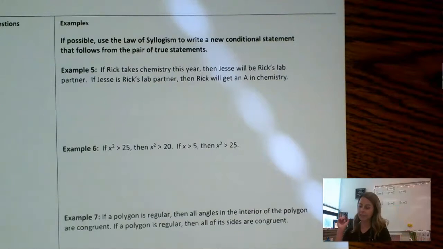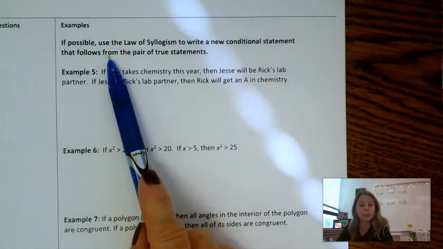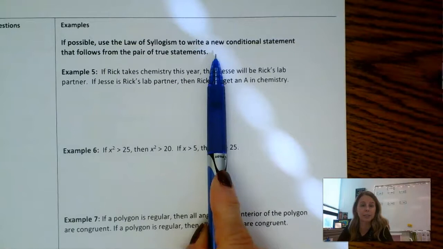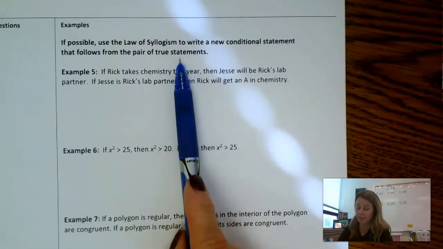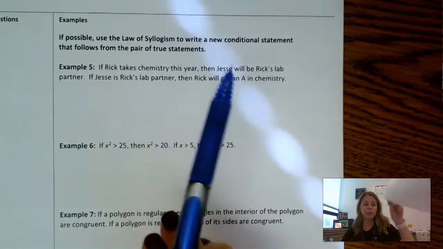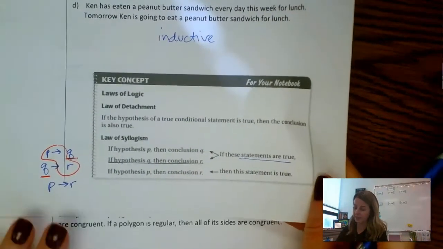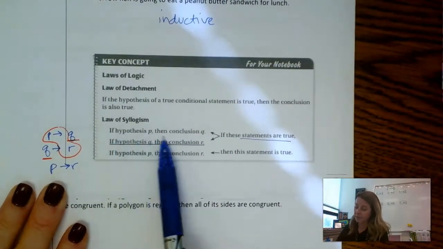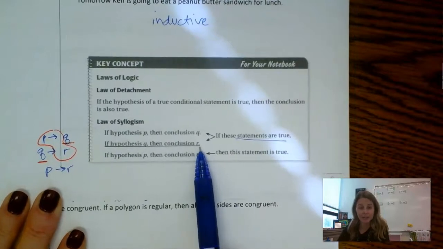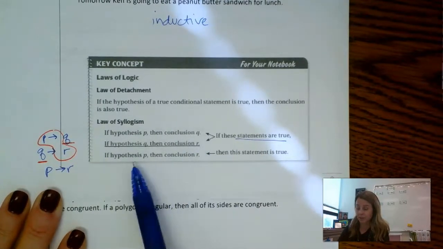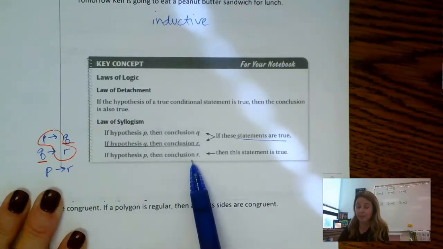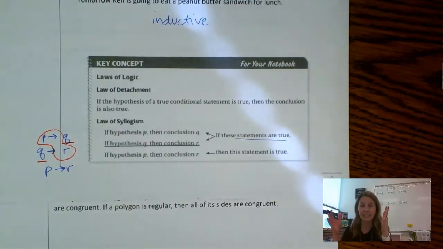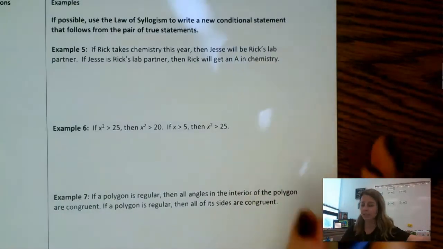All right, if possible, we're going to use the law of syllogism to write a new conditional statement that follows from the pair of true statements. Format-wise, I'm going to be provided two if-then statements. If I can do law of syllogism, my answer is an if-then statement, versus law of detachment, where it's usually just a sentence, not an if-then statement.